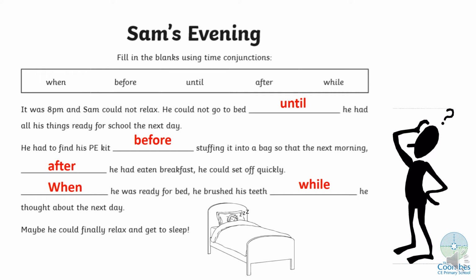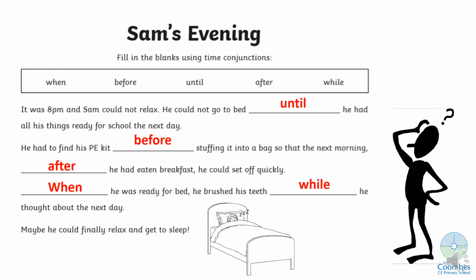Okay, here are the answers then. Let's read it through together and you can check to see if you put the right time conjunction in the right space so that the sentences make sense. It was 8 p.m. and Sam could not relax. He could not go to bed until he had all his things ready for school the next day. He had to find his PE kit before stuffing it into a bag so that the next morning, after he had eaten breakfast, he could set off quickly. When he was ready for bed, he brushed his teeth while he thought about the next day. Maybe he could finally relax and get to sleep.